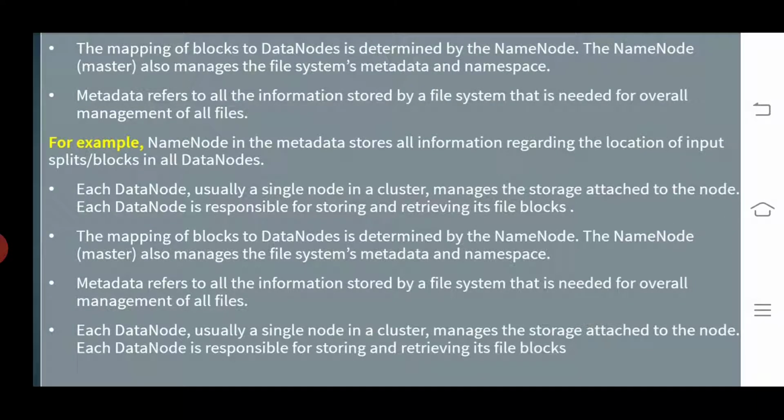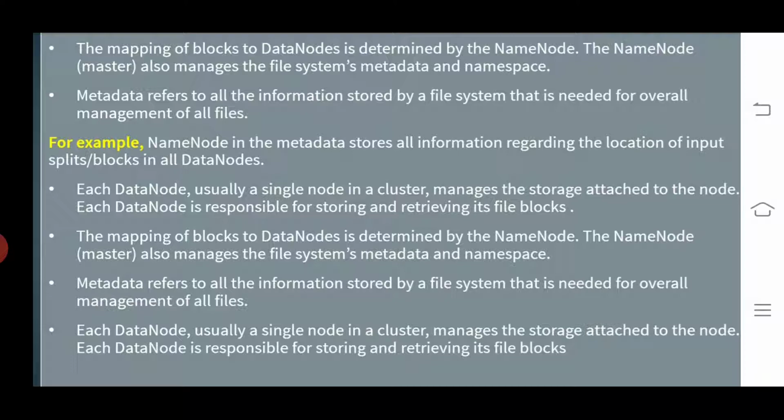The mapping of blocks to data nodes: you can see the HDFS architecture. In that diagram, we have data nodes at the bottom. The mapping of blocks to data nodes is determined by the name node. The name node is nothing but the master, the single name node, and it also manages the file system's metadata and namespace. What is metadata? The data about data is metadata.